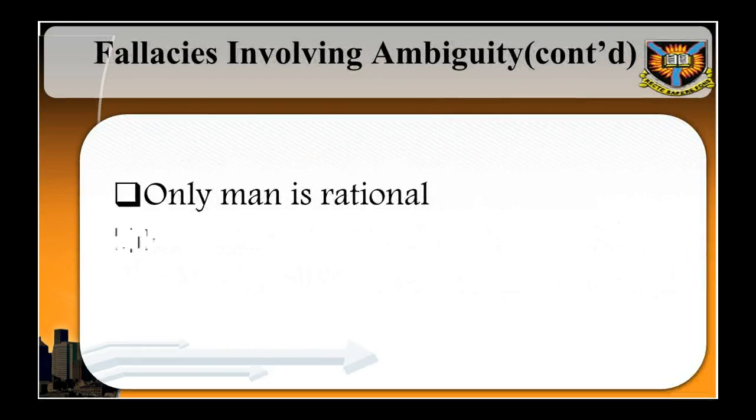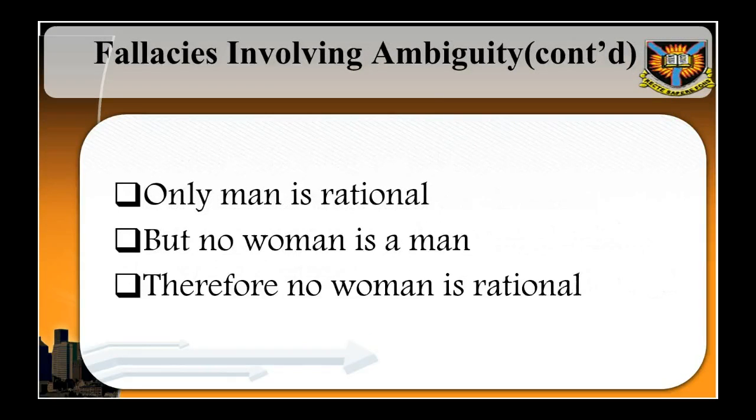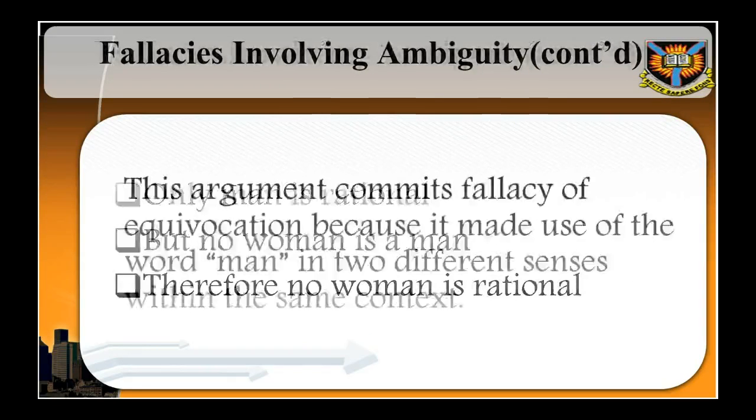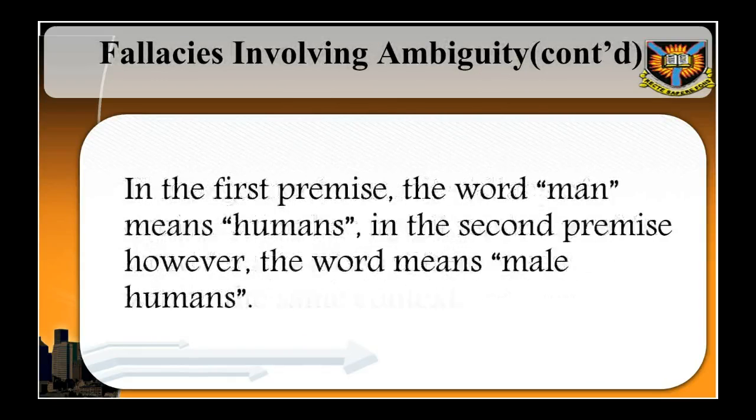Only man is rational, but no woman is a man. Therefore, no woman is rational. This argument commits the fallacy of equivocation because it made use of the word man in two different senses within the same context. In the first premise, the word man means humans. In the second premise, however, the word means male humans.